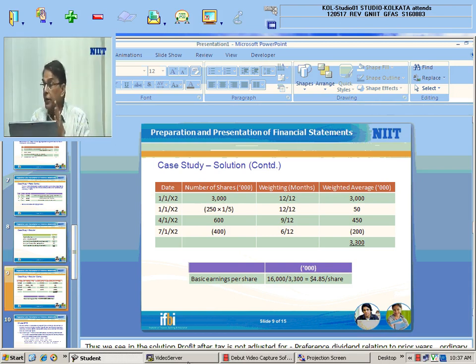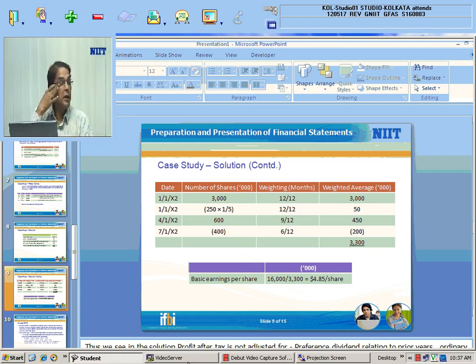The example is very illustrative, so I don't think after this example you should have much doubts about how to calculate BEPS. Any questions you can ask me before I move to diluted EPS.